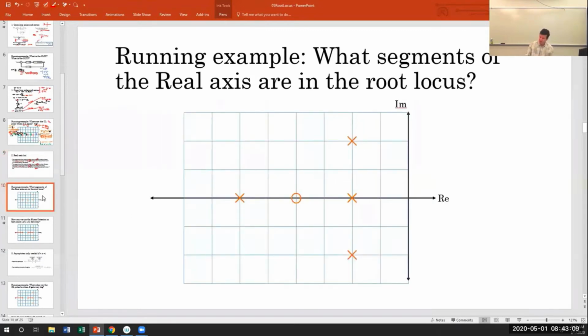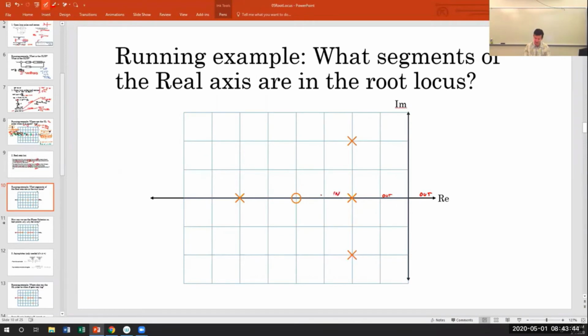The way that I usually do this is I will start my pencil way off to the right. If I go far enough to the right, there will be no open loop poles and zeros to the right of my pencil, and so this is out of the root locus. What I do is I slide my pencil to the left, and I note the parity, the oddness or evenness, of the X's and O's to the right of my pencil. Here there are 0 to the right of the pencil. Here there are 3 to the right of the pencil.